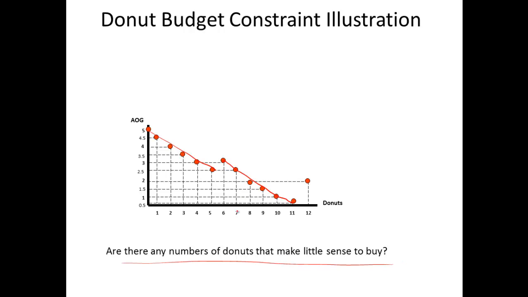For example, you could have 7 donuts and 2.5 units of AOG. So it would never make sense to buy 5 donuts because you could have the same amount of AOG and more donuts. So that doesn't make any sense. How about 4? Does it ever make sense to buy 4 donuts? Well, not really, because you could have the same amount of AOG but more donuts. So these two don't make much sense. Similarly, these don't make much sense either, because this one here gives more donuts or AOG or both. So this is an interesting budget constraint. Might help explain overeating too, but that's beside the point.